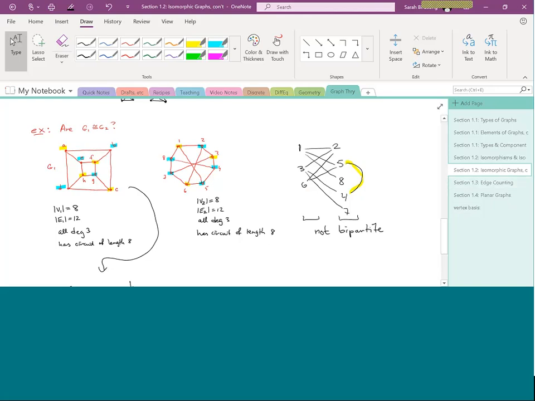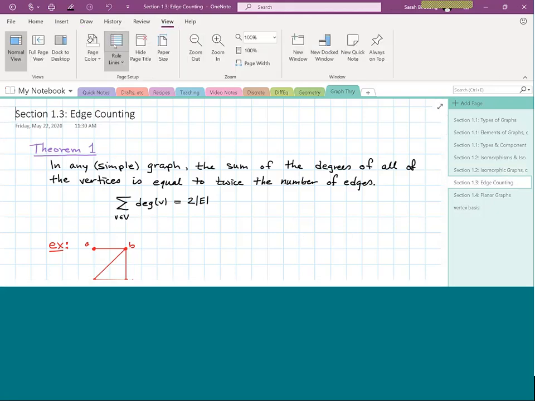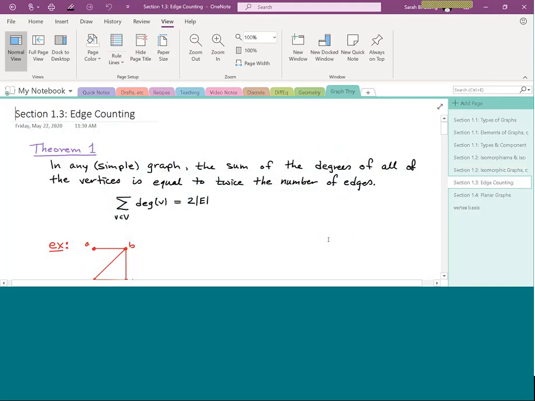All right, so that is it for this section. Let us look at section 1.3. Section 1.3 actually deals with some stuff we've already talked about. The main thing that section 1.3 deals with is, well, it's called edge counting. So it's dealing with, well, edges. It's self-descriptive here, okay?